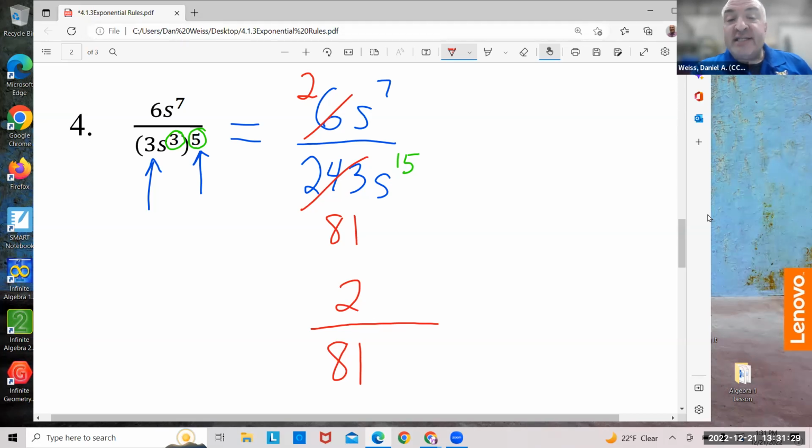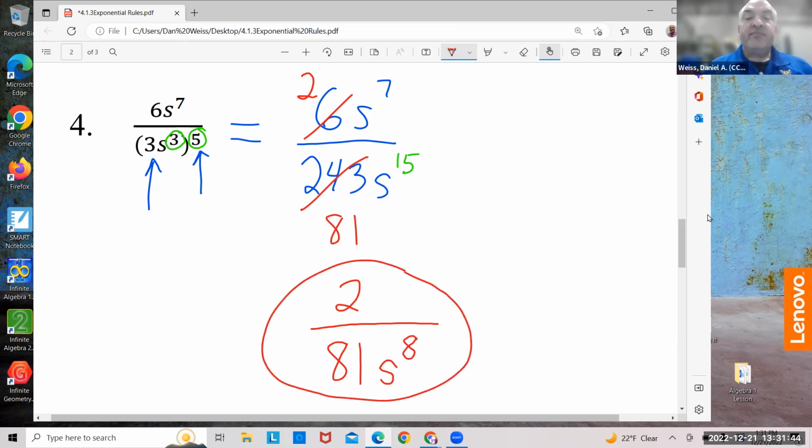Now, you have s to the 7th over s to the 15th, which means 15 minus 7 is 8, right? So would you agree you have s to the 8th on the bottom, right? Easy. Okay.